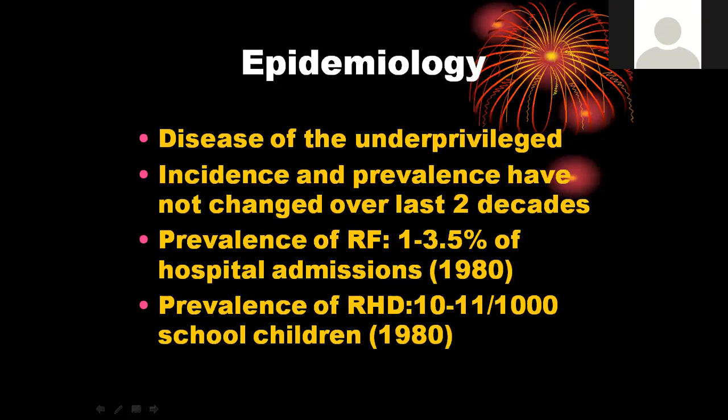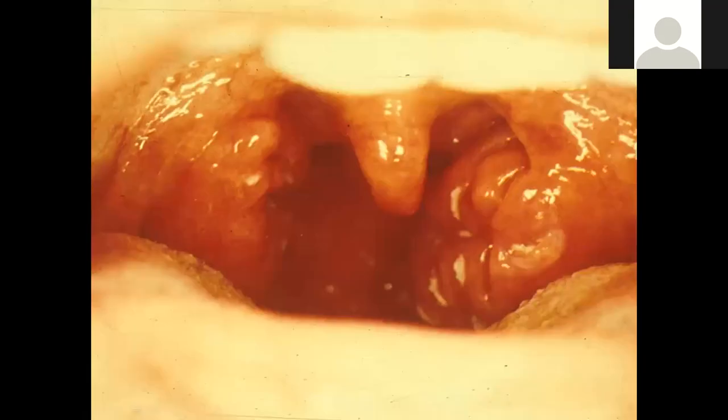The incidence and prevalence in Pakistan did not decline until recently. There's a slight decrease in the incidence and prevalence. It is 1 to 3% of hospital admissions, and the prevalence is among school children, 10 to 11 per 1,000 school children. And the culprit here is the beta hemolytic streptococcus, group A, and it causes pharyngitis.